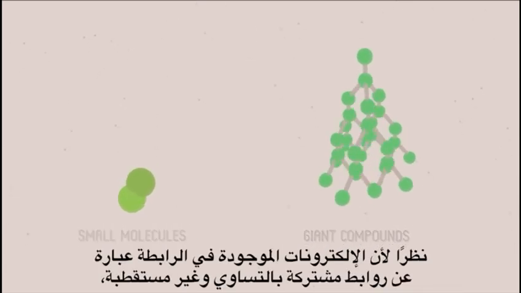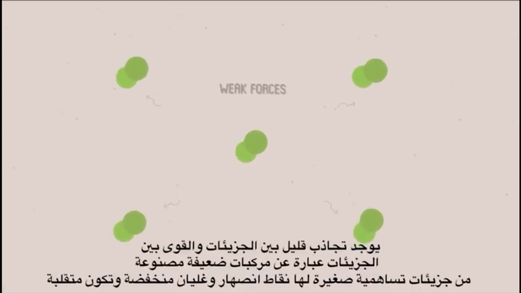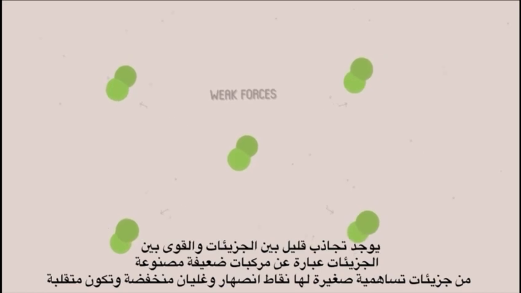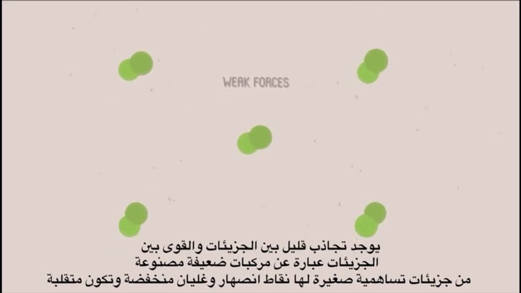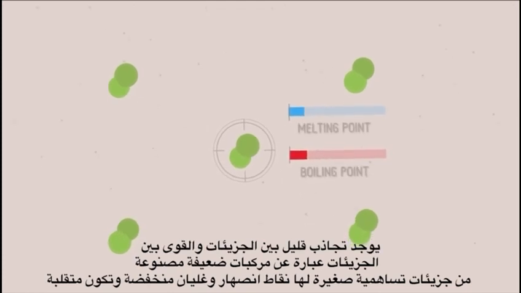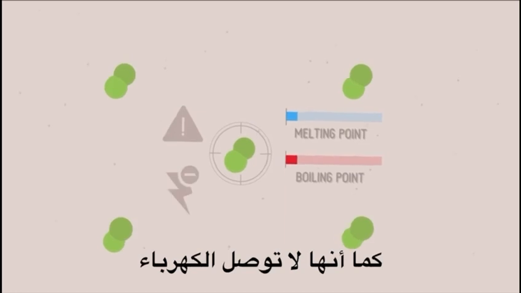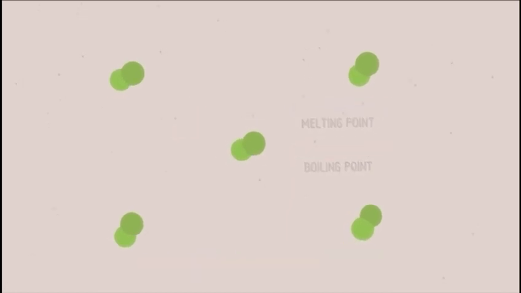Because the electrons in the bonds are evenly shared, bonds are not polarized. There is little attraction between molecules, and forces between molecules are weak. Compounds made from small covalent molecules have low melting and boiling points, and are volatile. They also don't conduct electricity.